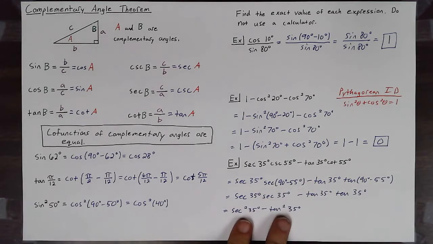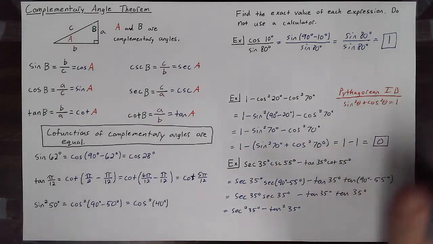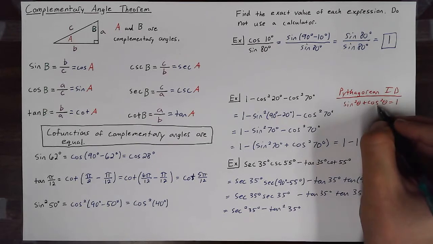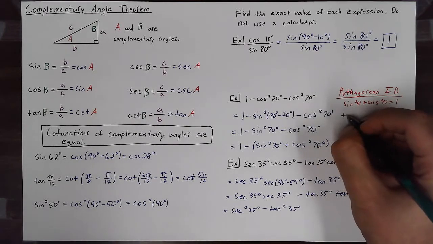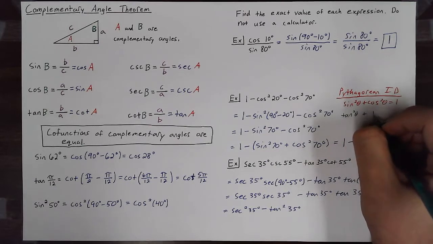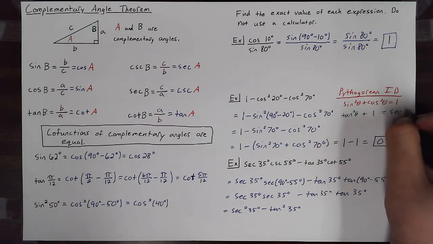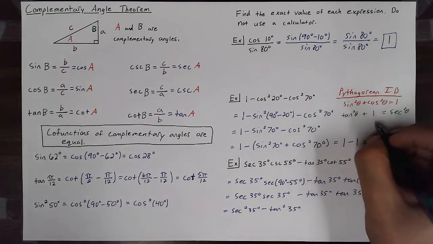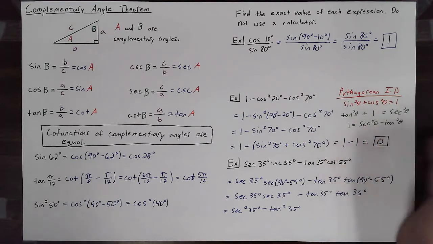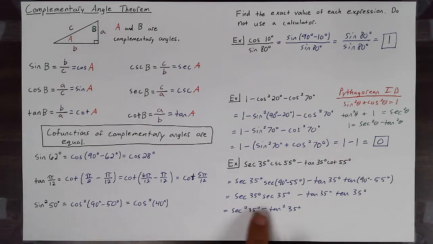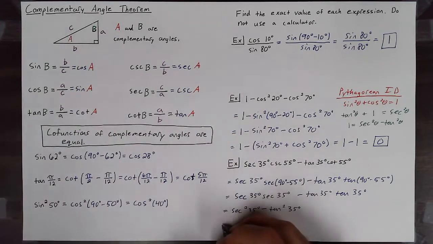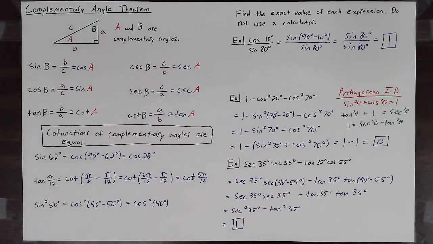Which, what does this equal? Well, if I look back at my Pythagorean identity, I could divide everything by, let's say, cosine squared. So I get sine over cosine, which would be tangent squared, plus 1 equals 1 over cosine, which is secant squared. And by subtracting tangent squared from both sides, I see that 1 is equal to secant squared of theta minus tangent squared of theta. So secant squared of 35 degrees minus tangent squared of 35 degrees should equal 1. And that is how you use the complementary angle theorem.